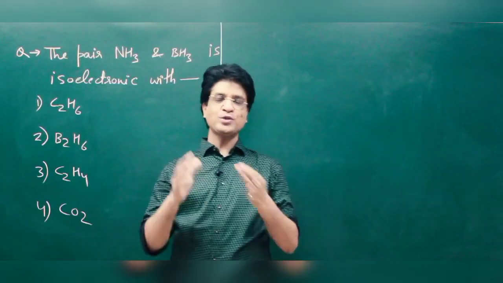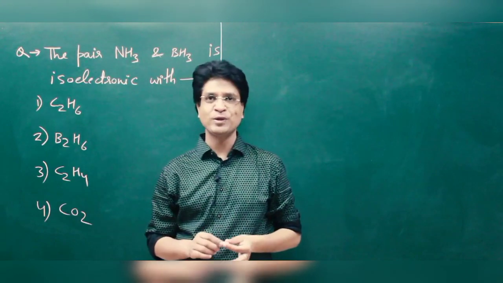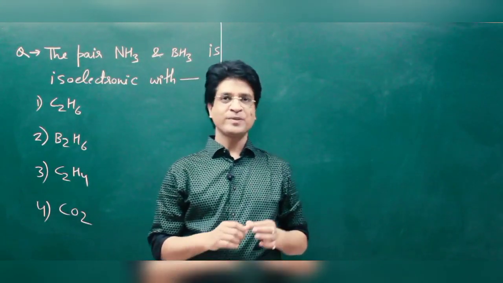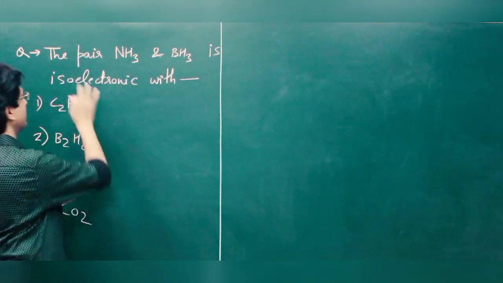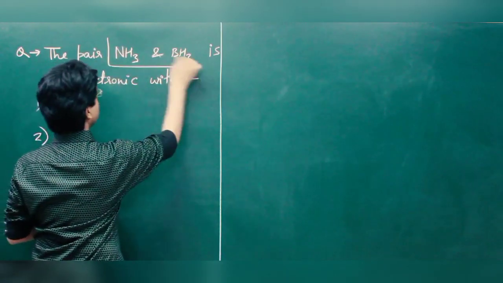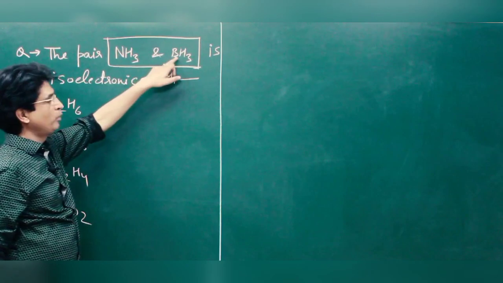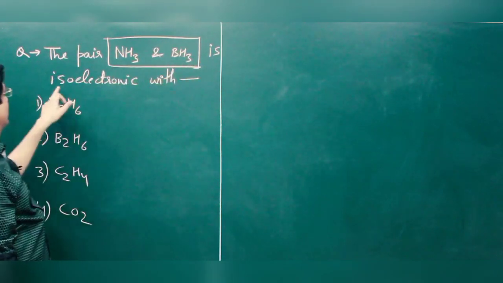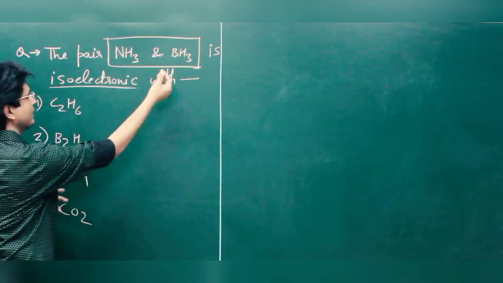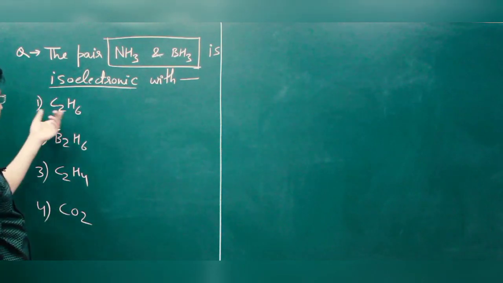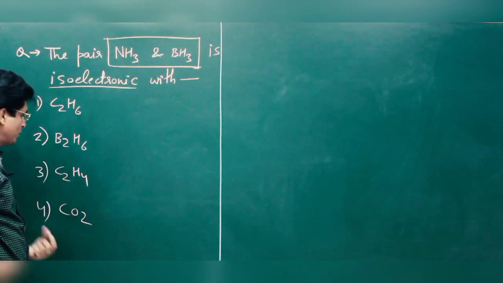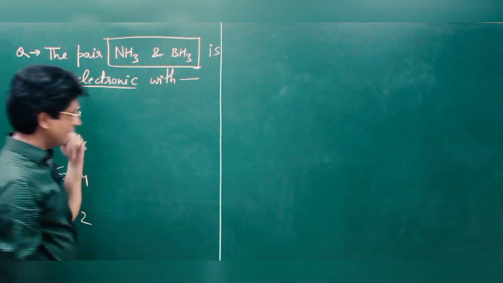Okay. So let us do one question on a concept called isoelectronic. This question says that the pair NH3 and BH3 (boron hydride) is isoelectronic with C2H6, B2H6, C2H4, CO2. Let us calculate that.